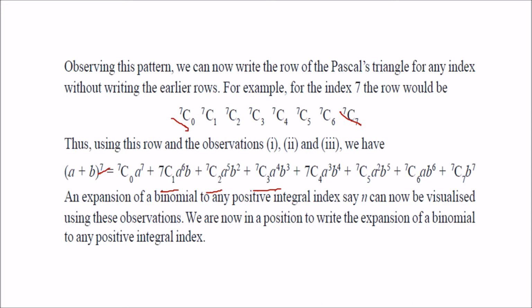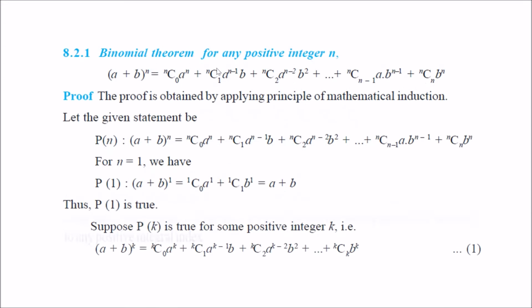And now a to the power 7, a to the power 6, then introduce b, because here b to the power 0, b to the power 1, b square. So b is increasing, a is decreasing. So this is the binomial theorem. Let us prove it using mathematical induction.